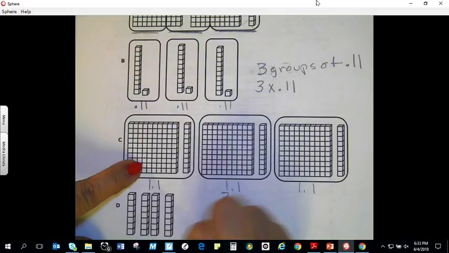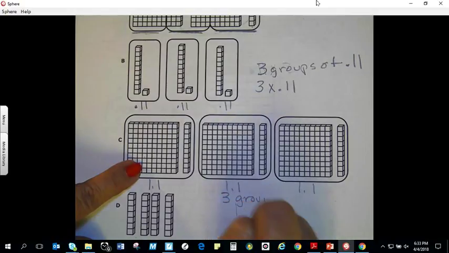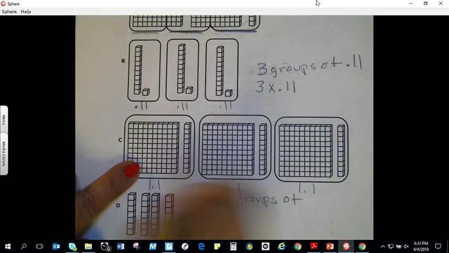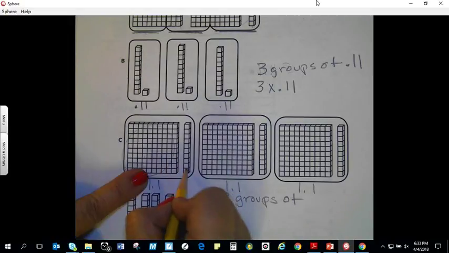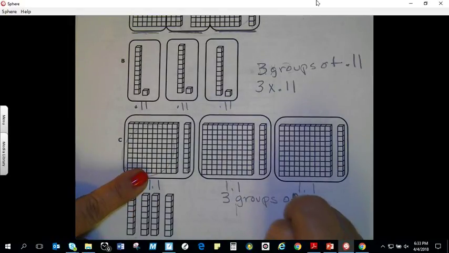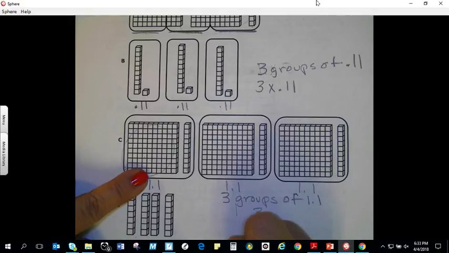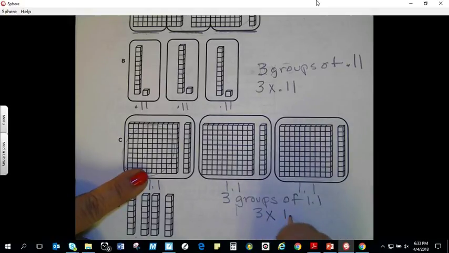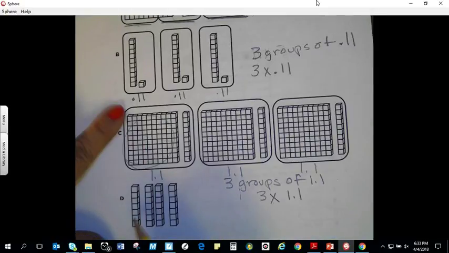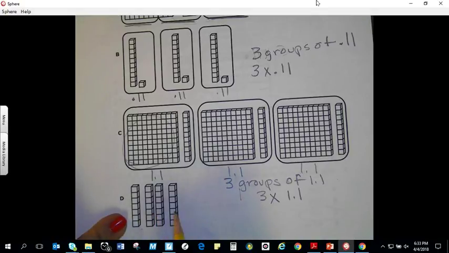Here I have 3 groups of 1 whole and 1/10. So this is of 1 and 1/10, which is the equation of 3 times 1 and 1/10. And here I just have 1, 2, 3, 4 tenths.